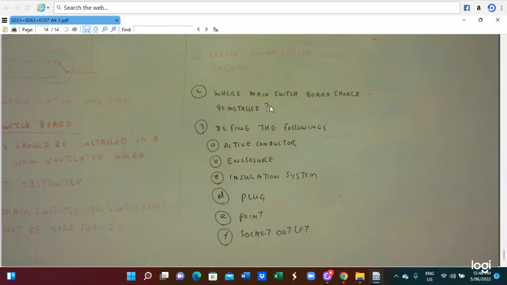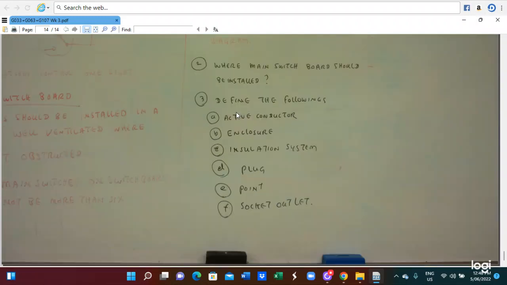So where the switch board should be installed, and we also have to do those exercises on the conductor, enclosure, insulation, plug point, and socket outlet as well.